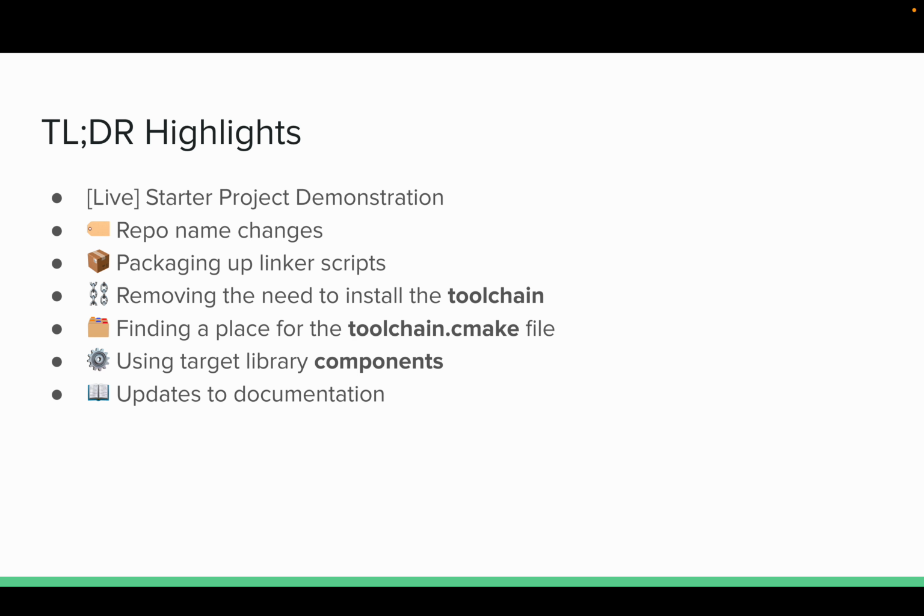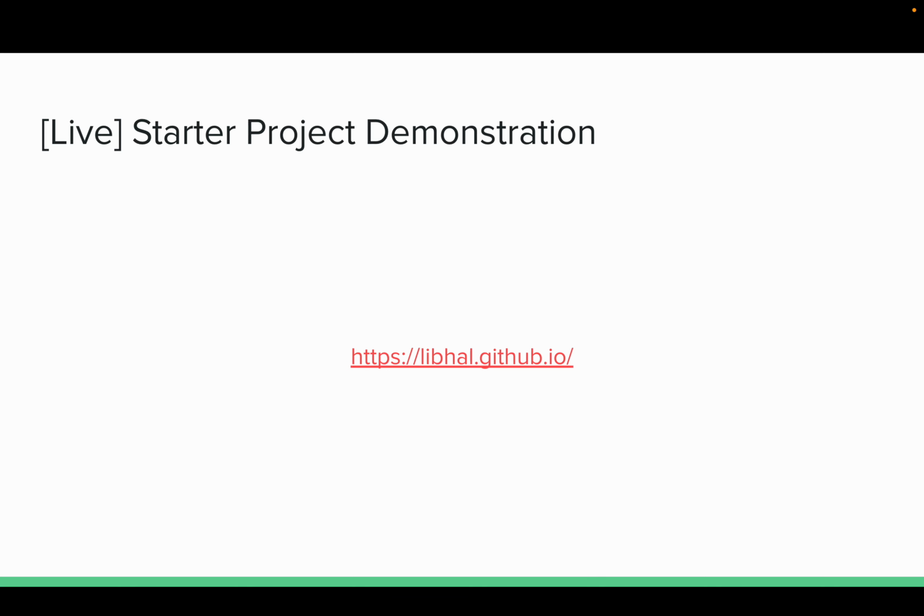I'm going to talk about how we are packaging up linker scripts as well as toolchain files, so that we no longer need to copy and paste them around, removing the need to install the toolchain. By that I mean the compiler, finding places for the toolchain CMake file, which is another file you have to just copy around in order to use it for your project. Then using target library components in order to simplify your build code to a dramatic degree. And then finally, some updates to the documentation. So let's get started with the project demonstration.